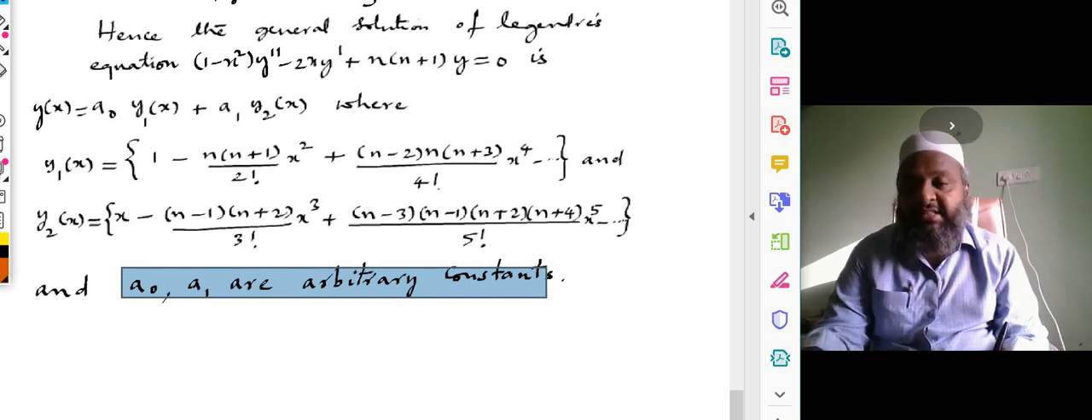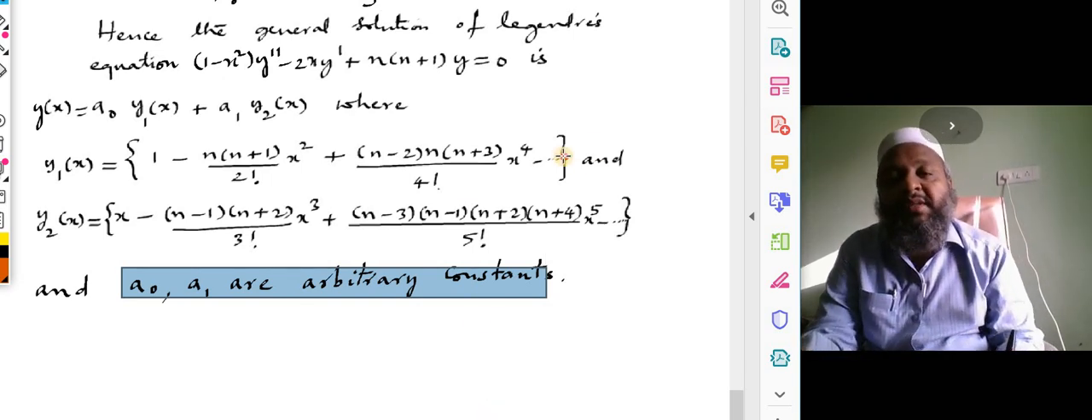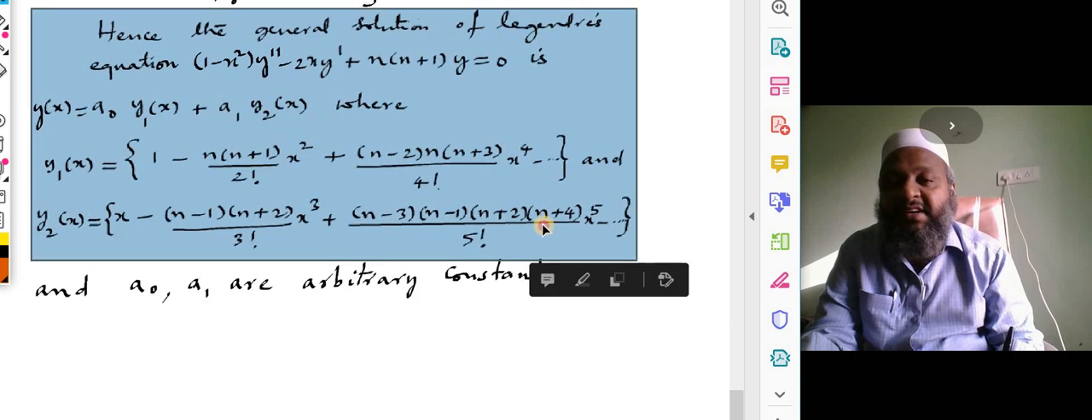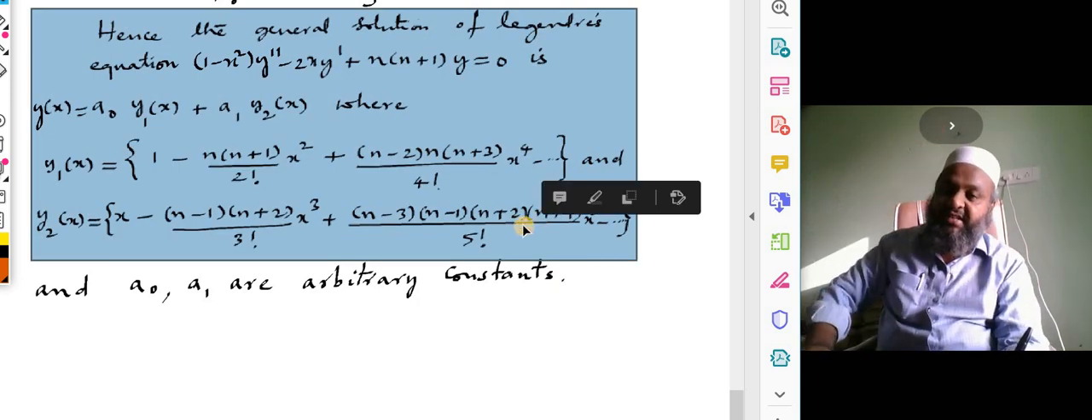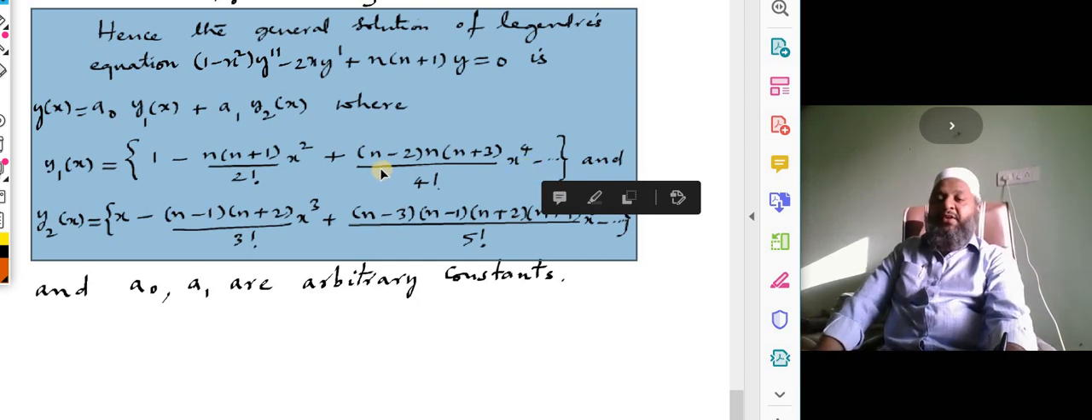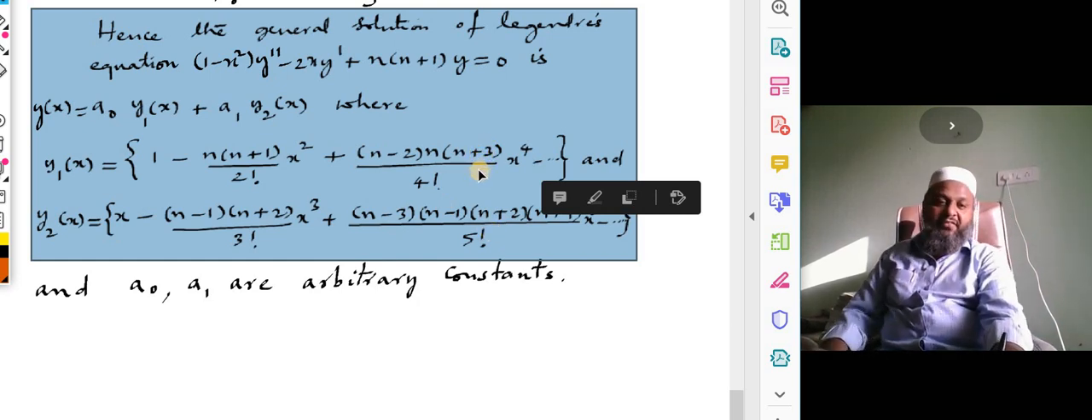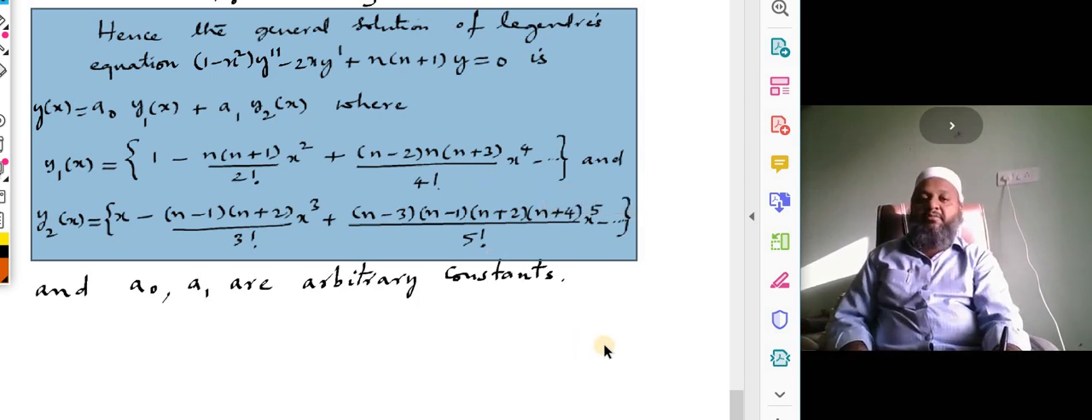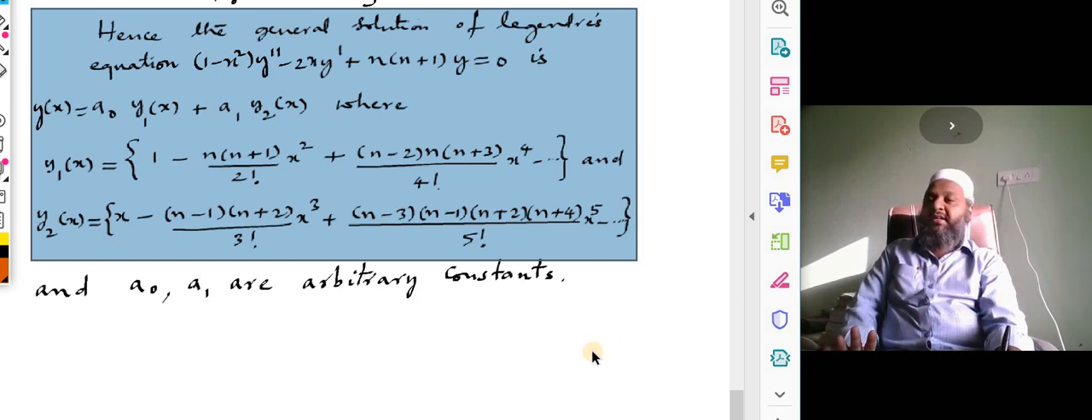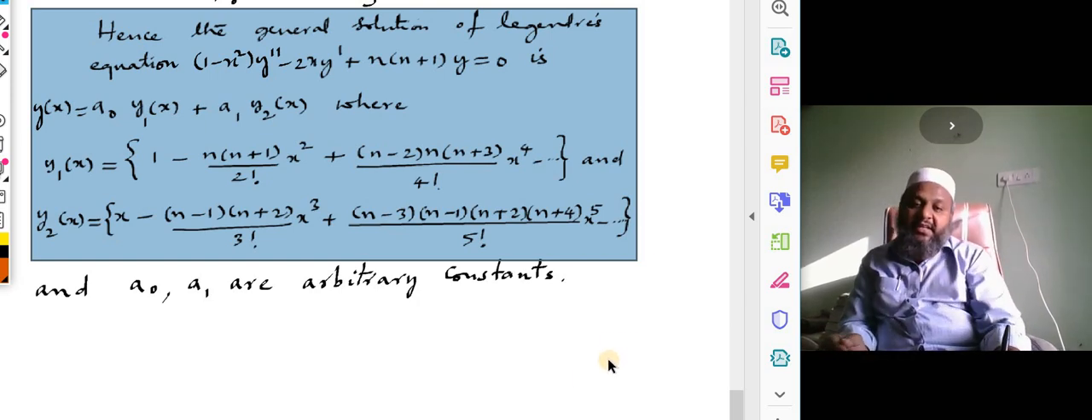We will discuss in detail how these solutions, y1 and y2, will be if n is an integer. If n is a positive integer, you can very easily see that one among them will become a polynomial. Either y1 will be a polynomial or y2 will be a polynomial whenever n is a positive integer. We will see in detail about these particular polynomials, called Legendre polynomials, in the next session.